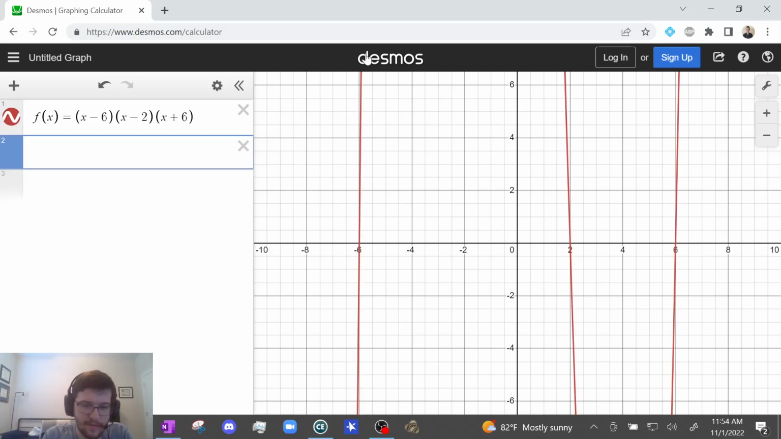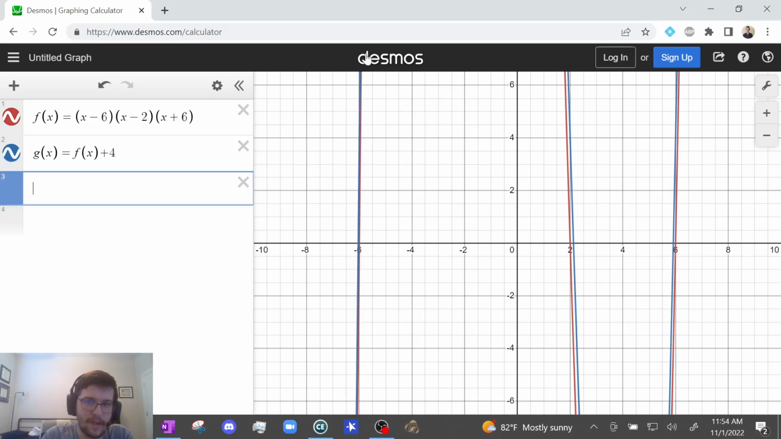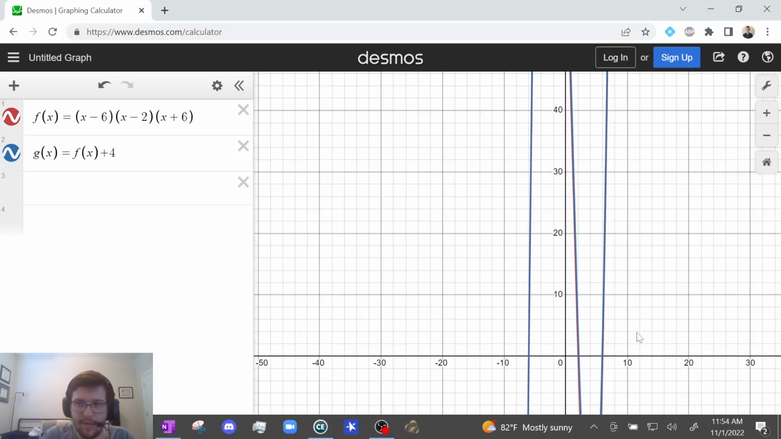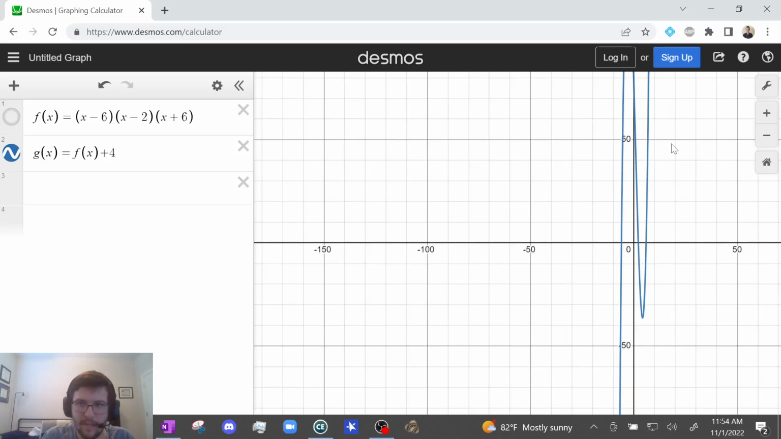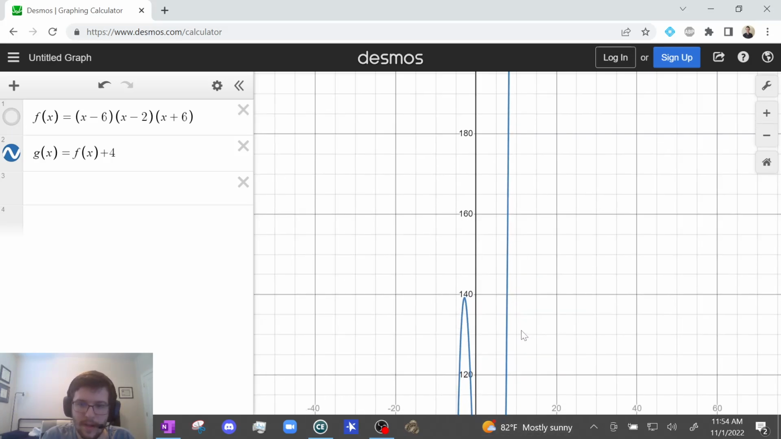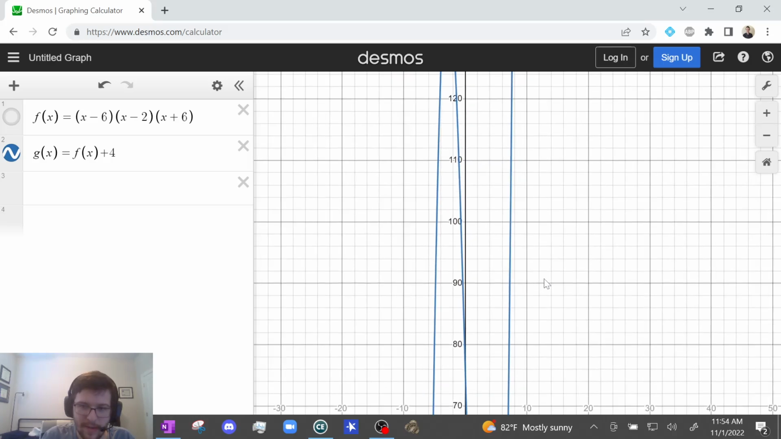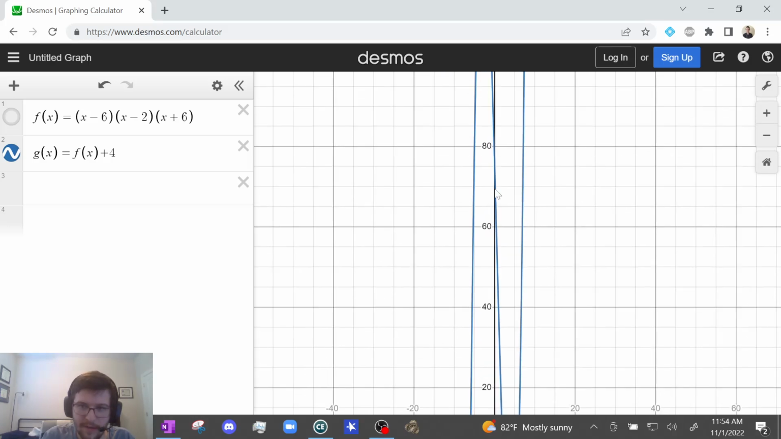And then we're going to do g of x equals f of x plus 4. Just to prevent confusion, I'm going to undraw the red one. Now I look at the y-intercept. Where is that? Here somewhere? And you see it's 76.